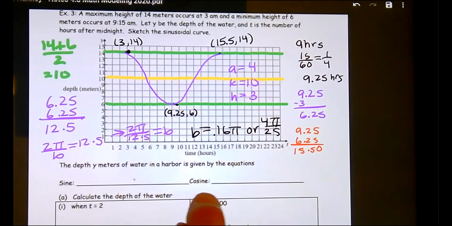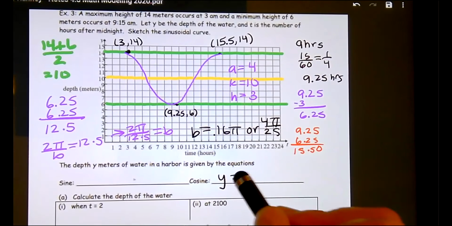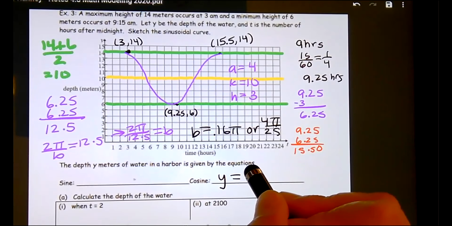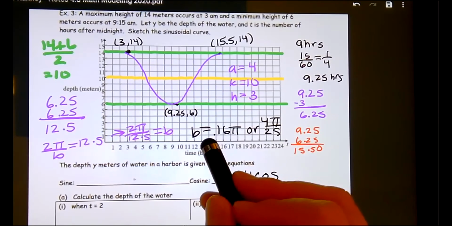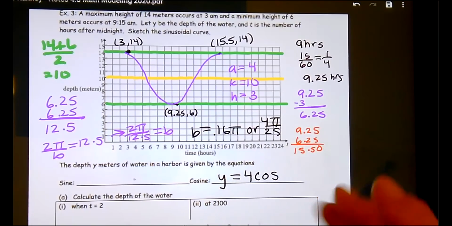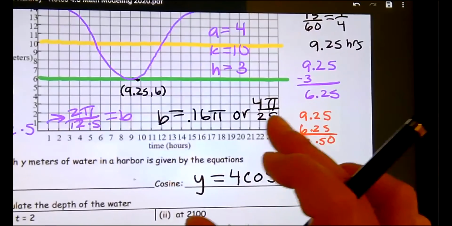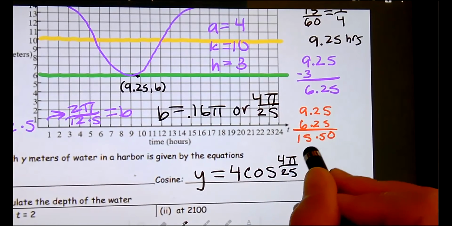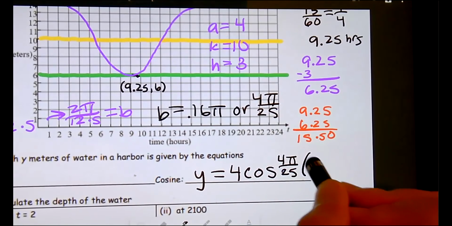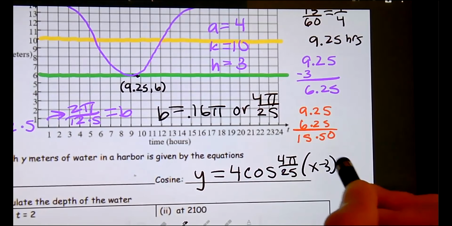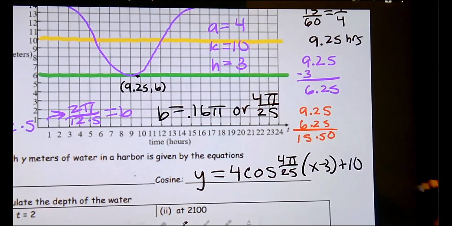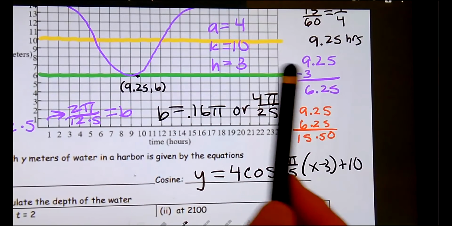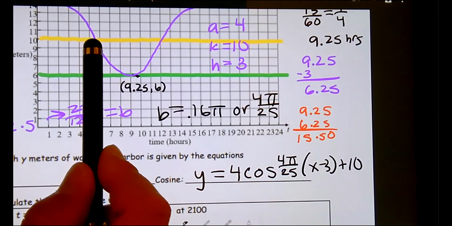Now I can write my equation. Again, I personally would write it as a cosine. So y is equal to, my amplitude is 4 times cosine of, and you can put it in as either one, I'll put it as the fraction, 4 pi over 25 times x minus 3, plus 10, and that's your equation.